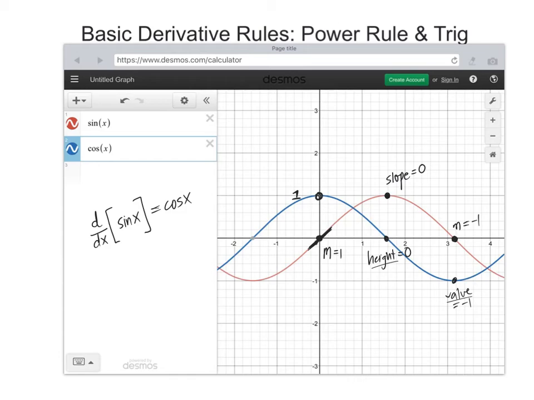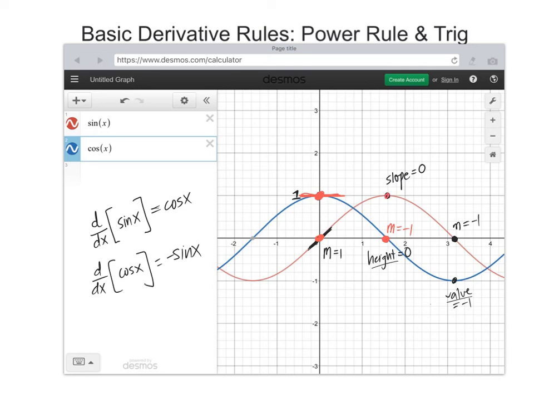Now, the other rule that we saw was that the derivative of cosine is equal to negative sine. You'll probably spend a great amount of time trying to remember which one of them is negative and which one is not. The derivative of cosine is negative sine. So look at the slope of cosine. Right here at our first point, the slope of cosine is 0. The height of sine is 0. Right when we get here, the slope of cosine is -1.